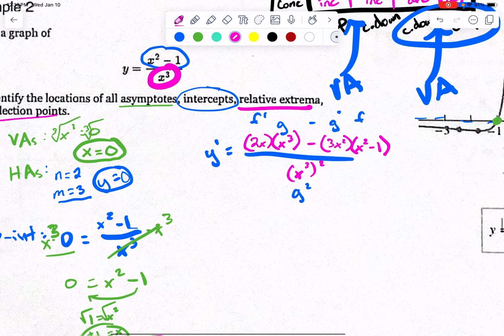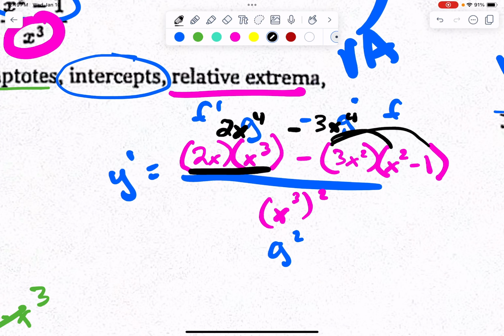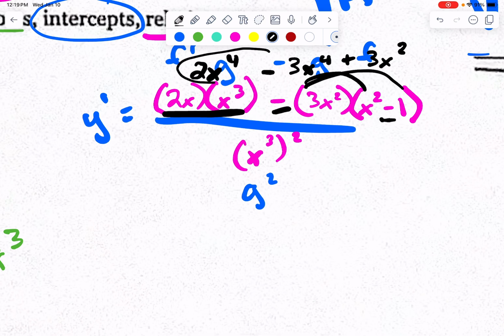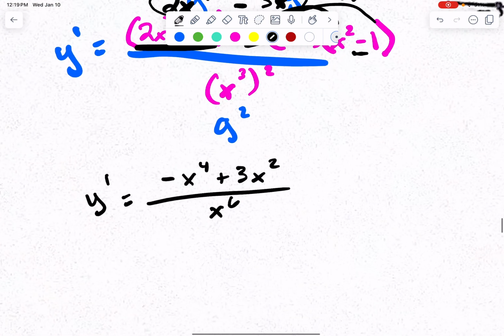All right, so if we do some simplifying, this guy right here is going to be 2x to the 4th power minus, if I distribute that through, 3x to the 4th power. And then it will be plus 3x squared, because the minus goes with the 3x squared. So if I put that all together, these two chunks go together. That is negative x to the 4th plus 3x squared, all over x to the 6th power. Whew, that's disgusting.